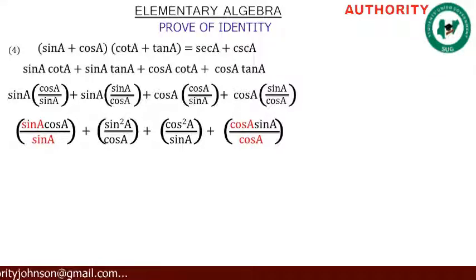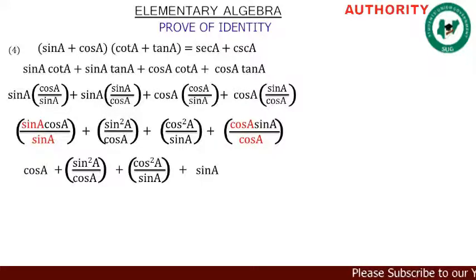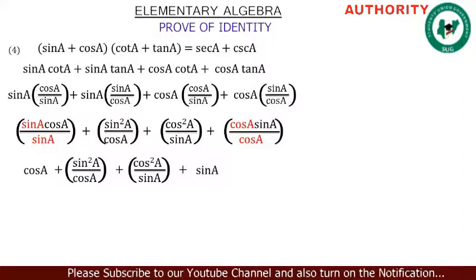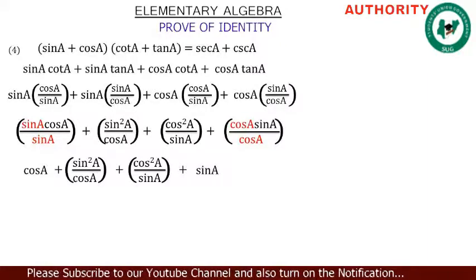Good. Now in the first bracket, we have sine A cos A all over sine A. So sine A in the numerator will cancel sine A in the denominator, and we'll be left with cos A. Let's go to our last bracket. We have cos A sine A all over cos A. So cos A in the numerator will cancel cos A in the denominator, and we'll be left with sine A. So therefore we'll be left with cos A plus sine squared A all over cos A, plus cos squared A all over sine A, plus sine A.